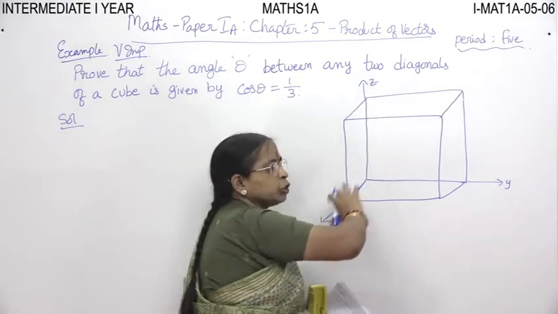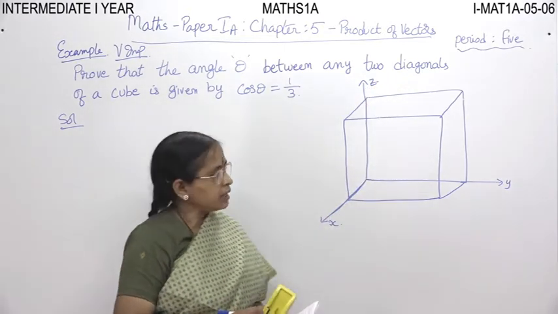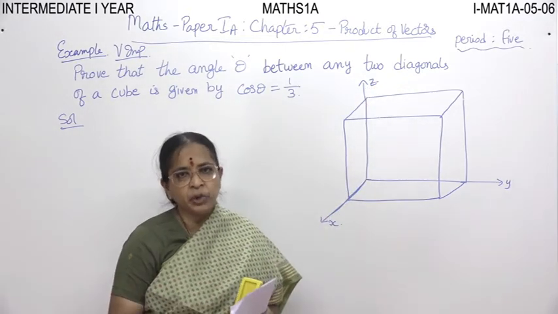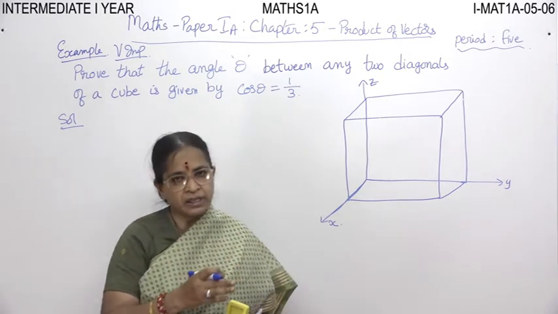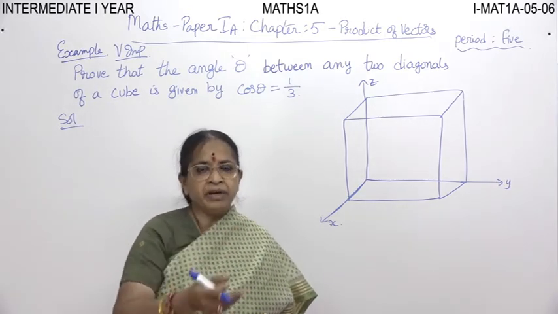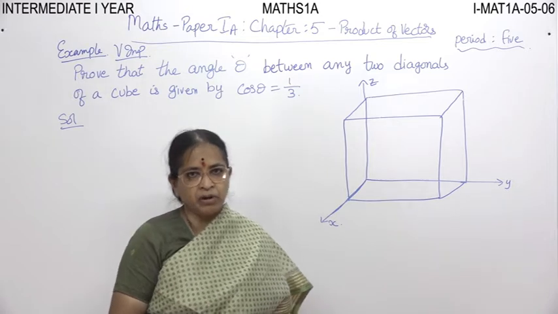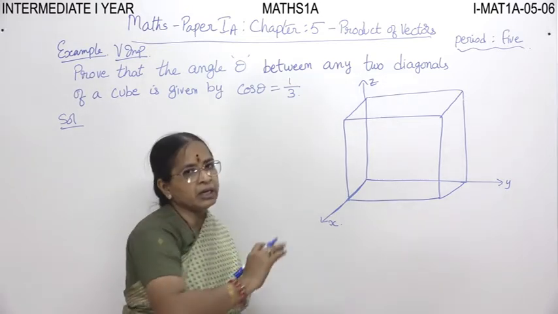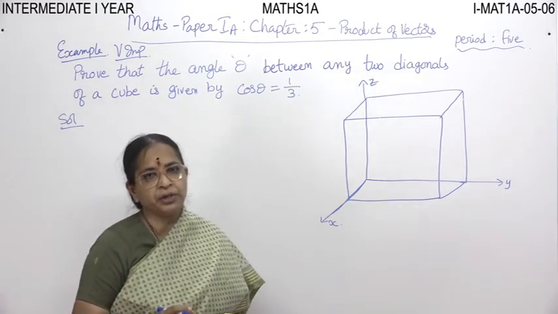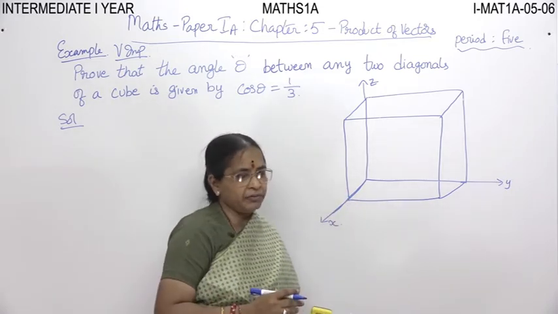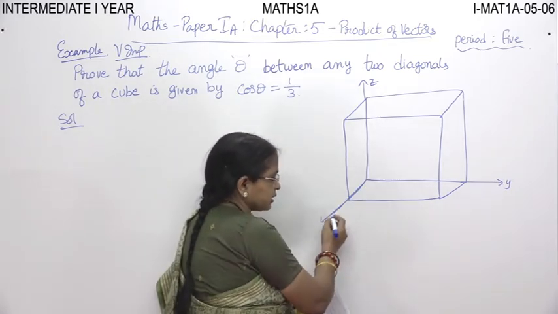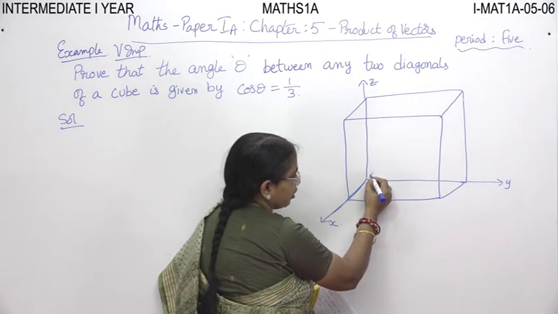Now the cube can be of any size. The side can be 1 unit or 2 units or 3 units. Whatever may be the length of the side, the angle between diagonals will be the same always. So what we do is, we'll take a unit cube. Unit cube means the length of the side is 1 unit.